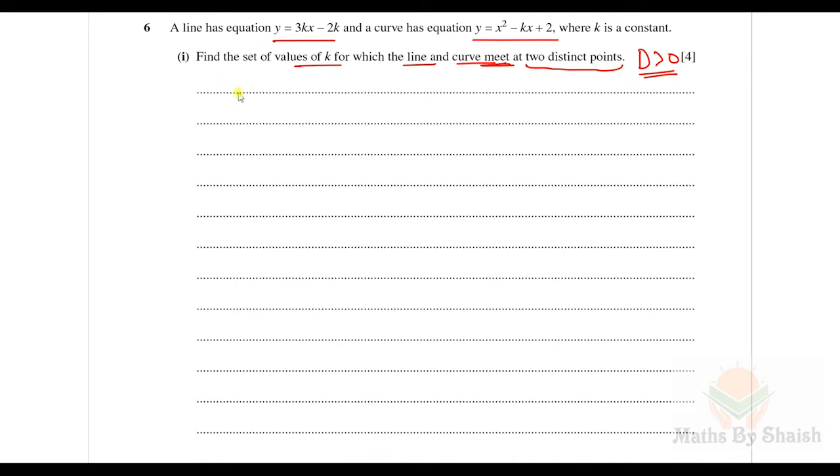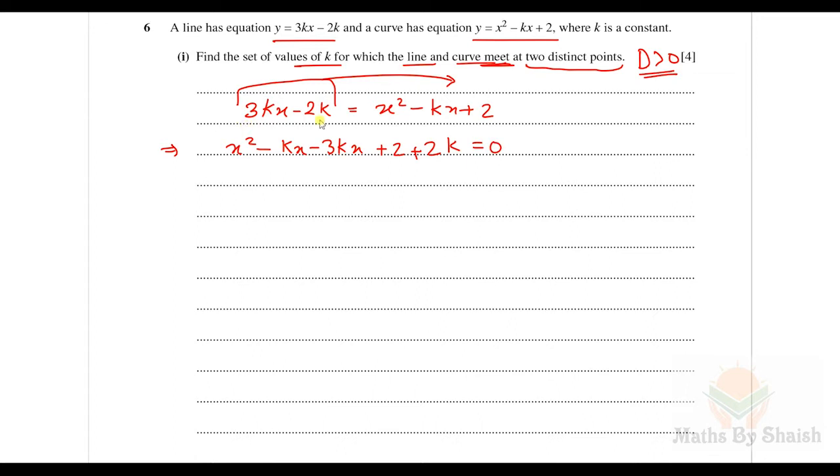So since they meet, it means 3kx minus 2k should be equal to x square minus kx plus 2. Let's write it with the left hand side and transfer everything to the other side. So it is x square minus kx, minus 3kx, plus 2, and the minus 2k will come here and become plus 2k, and this will become 0, so I have written here.